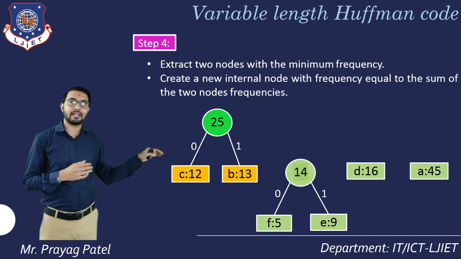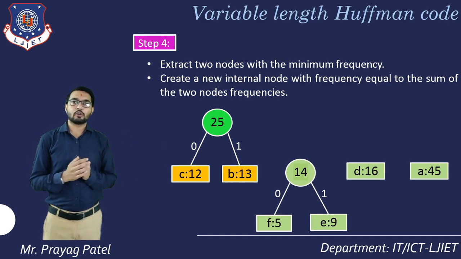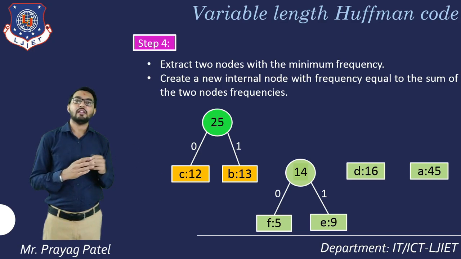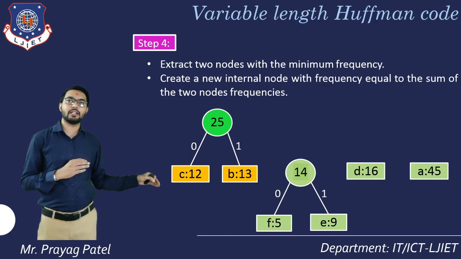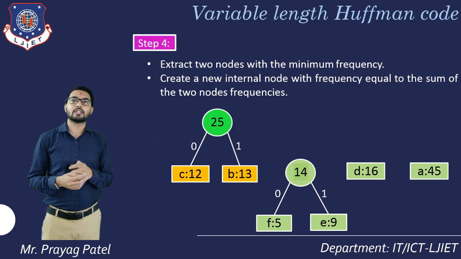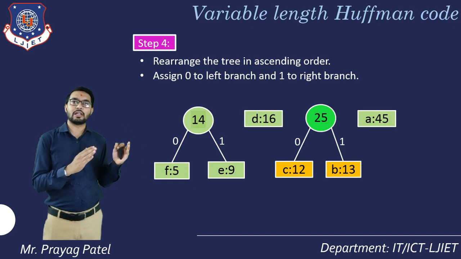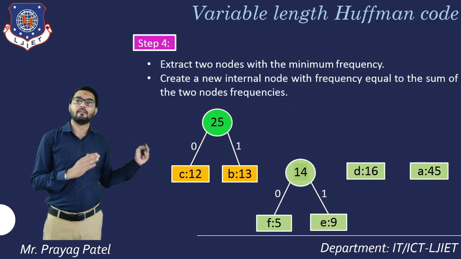So here consider the ascending order like 12, 13, 14, 16, 45. Out of all these, consider the minimum two frequencies only. So the minimum two frequencies are C 12 and B 13. Now combine these two nodes and find the new node as the addition of these two frequencies. So 12 and 13 added gives 25. Now assign the values 0 and 1 to this node, meaning the 25's left child is 0 and right child is 1.